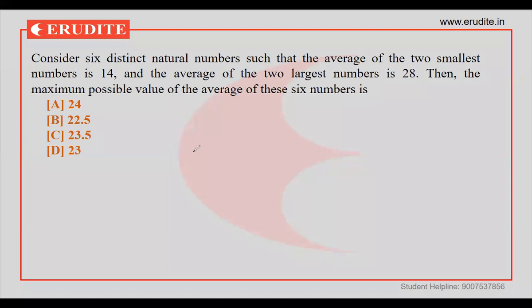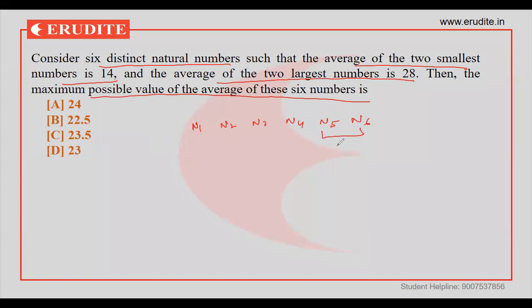Hello everyone. So we are going to discuss this question. This question came in CAT 2022 slot 3. So what they're saying, consider 6 distinct natural numbers such that the average of the two smallest natural numbers is 14, and the average of the two largest natural numbers is 28. Find the maximum possible average of these 6 numbers. So there are 6 numbers, guys. Let's say n1, n2, n3, n4, n5, and n6.